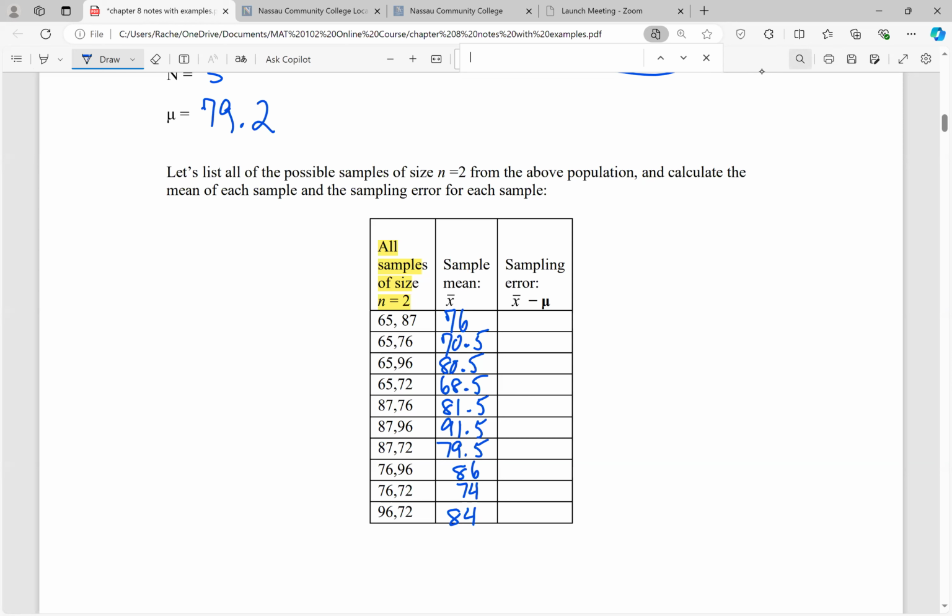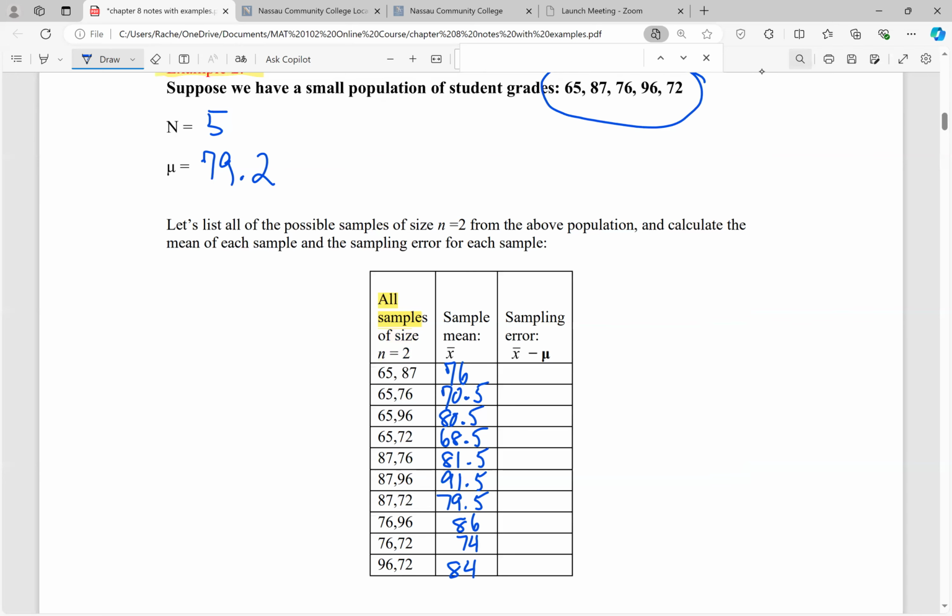So each one we can use as an estimate. So let's suppose randomly we picked the sample of size 65 and 87. We got the sample mean of 76. We could use 76 as an estimate of the population mean. But remember, we know the population mean. It's 79.2. So it's not such a horrible estimate, right? It's kind of off, but not too far off.